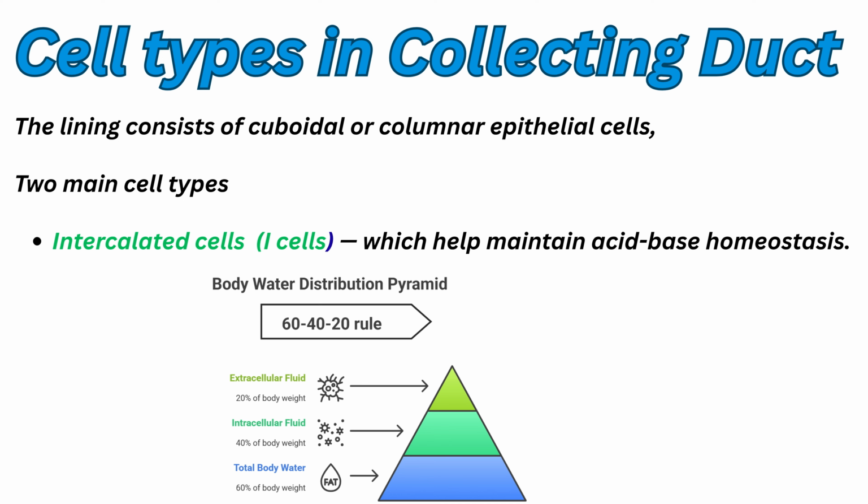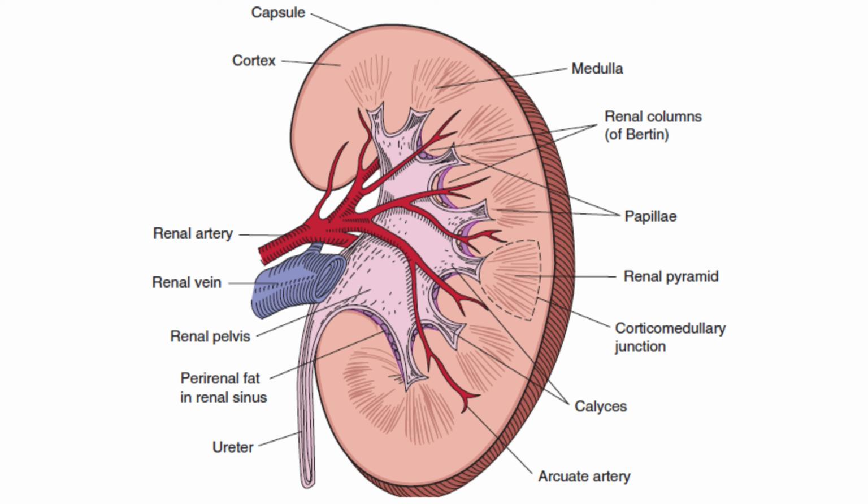Now is the final part of this video, that is passage of urine from the ducts to calyces. At the inner zone of the medulla, the straight collecting ducts from each medullary pyramid merge to form the papillary ducts, also called ducts of Bellini. These ducts open into a V-shaped region called the papilla, where urine from each medullary pyramid is collected.